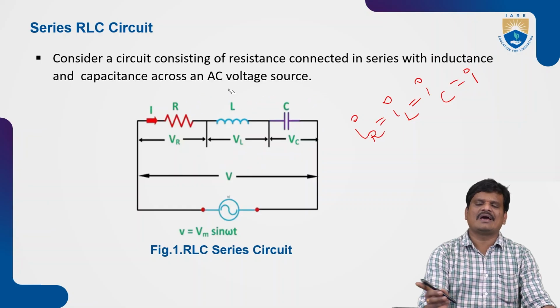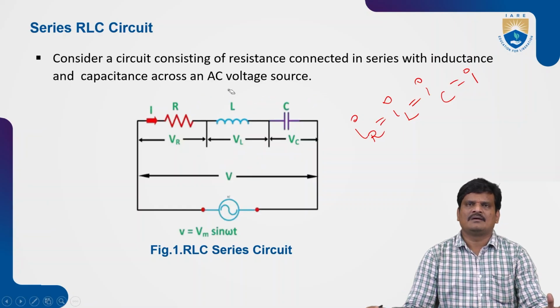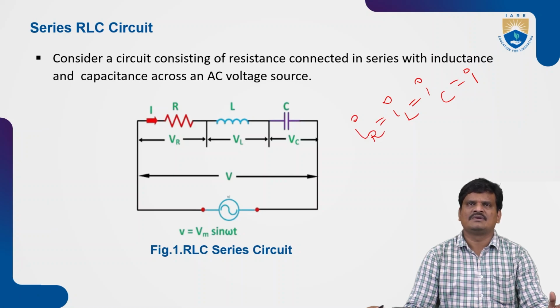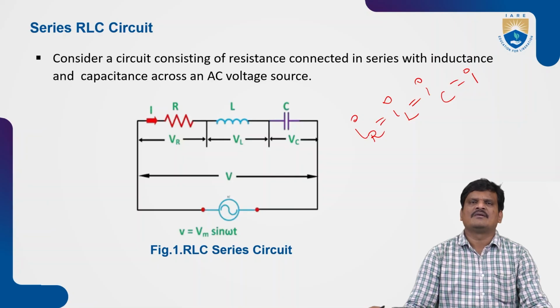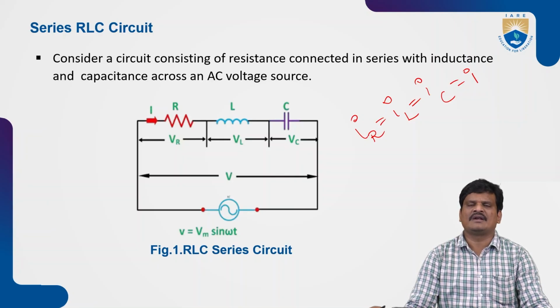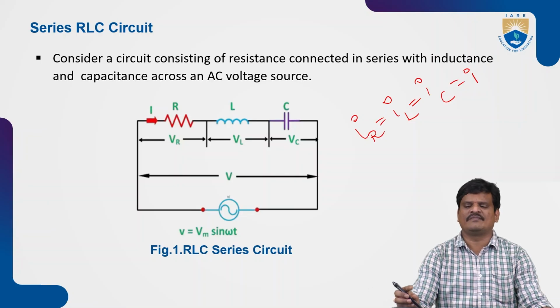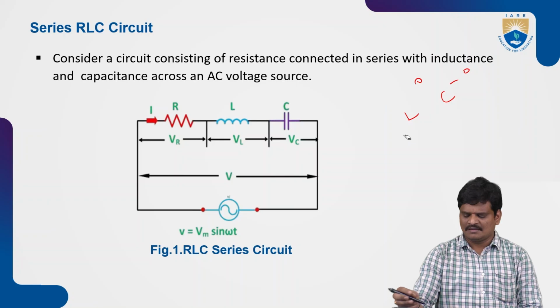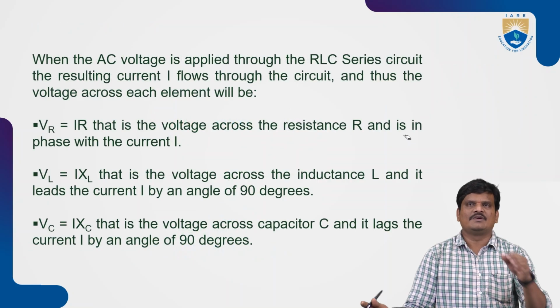Now we will try to analyze the behavior of a series RLC circuit, what amount of output can be obtained from it, by drawing a phasor diagram, by calculating the value of the power factor and also by calculating the value of the phase angle. Now we will move to the next slide.